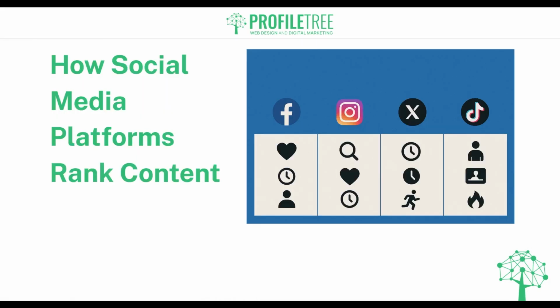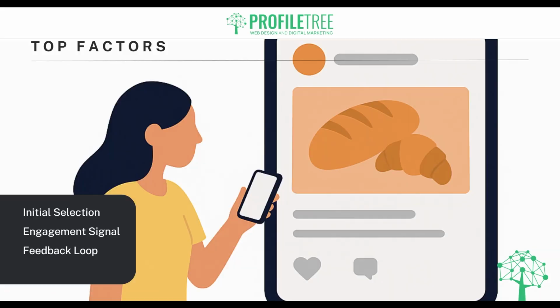Our next one here is how social media platforms rank content. So now that we know the factors influencing social media algorithms, let's dive deeper into how content gets ranked. How does the algorithm decide which post should show up at the top of your feed? Each platform uses a different method to rank content, but most follow a very similar approach. Here is pretty much the 3 top factors.